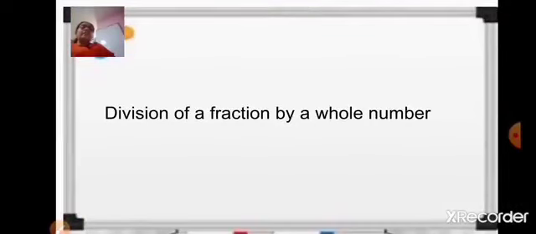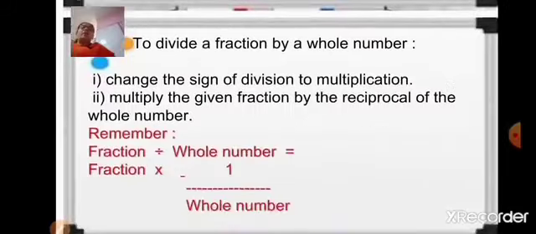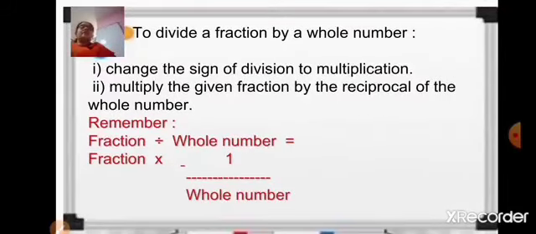Now let us come to the second point, that is division of a fraction by a whole number. The first one we did was division of a whole number by a fraction. Now the second one is division of a fraction by a whole number. To divide a fraction by a whole number, again the same thing, you have to change the sign of division to multiplication. Multiply the given fraction by the reciprocal of the whole number.